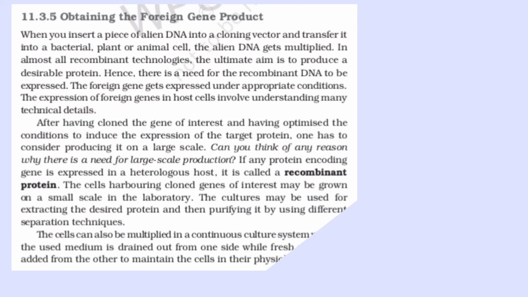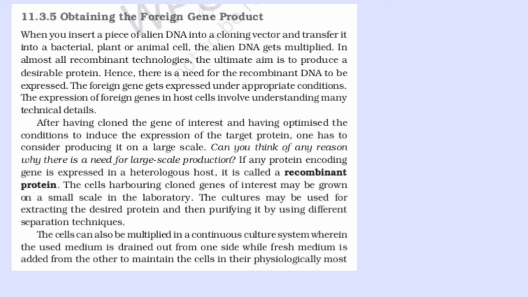Number 5. Obtaining the foreign gene product. When you insert a piece of alien DNA into a cloning vector and transfer it into a bacterial, plant or animal cell, the alien DNA gets multiplied. In almost all recombinant technologies, the ultimate aim is to produce a desirable protein. Hence, there is a need for the recombinant DNA to be expressed. The foreign gene gets expressed under appropriate conditions.